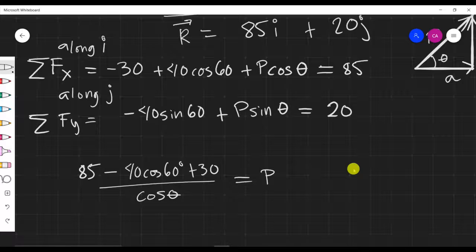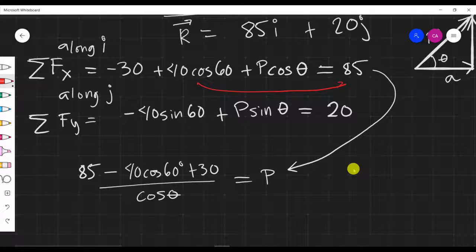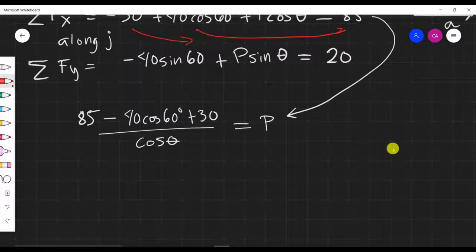Okay? Itong unang equation na to, nilipat ko sa kabilang side, kaya naging positive 30, kaya naging negative 40 cosine 60, and then may iwan yung P cosine theta, then di-divide ko both sides by cosine theta. So, P is equals to that over cosine theta. Ngayon, since P is equals to that, pwede natin siyang i-substitute dito. Okay, pwede natin siyang i-substitute dyan. So, lalabas na negative 40, or pwede nating ilipat na sa kabila. So, yung P, so 85.